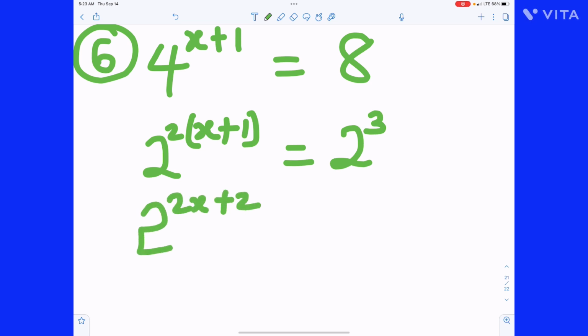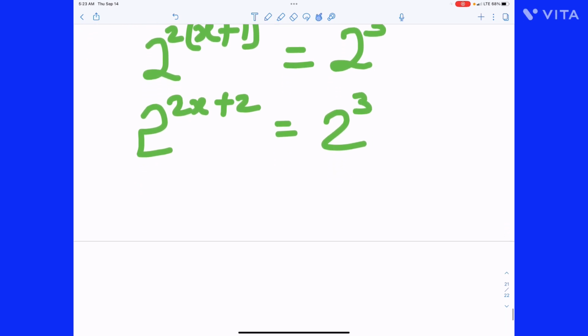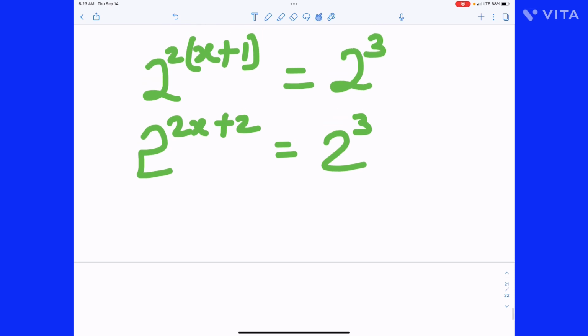Do you understand? I've expanded this bracket: 2 times x, 2x, and 2 times 1, 2. So that gives me 2 raised to power 2x plus 2 is equal to 2 raised to power 3.